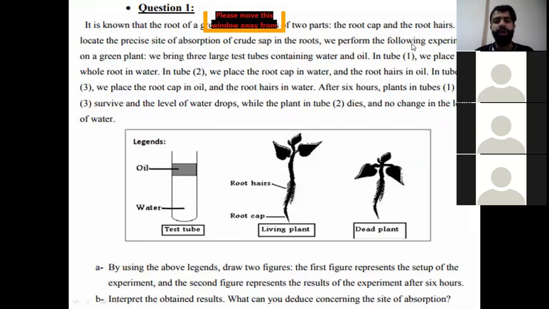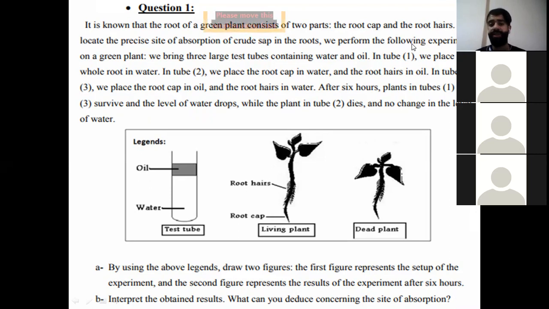It's known that the root of the green plant consists of two parts, the root cap and the root hairs. To locate the precise site of absorption of the crude sap. Crude sap is the liquid that is composed of water and mineral salts. We're going to talk about this also in detail in the next session. Already I talked about crude sap a little bit.